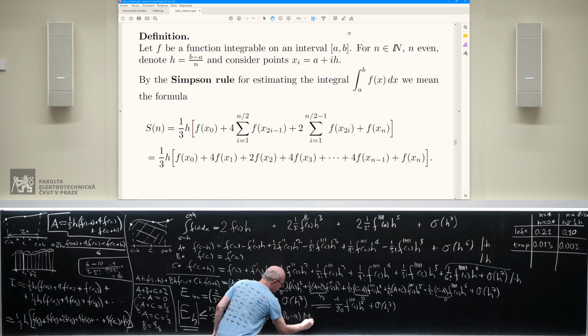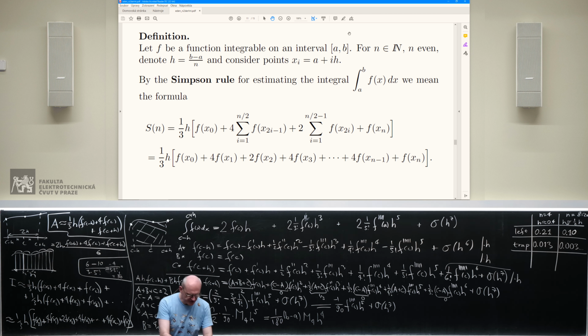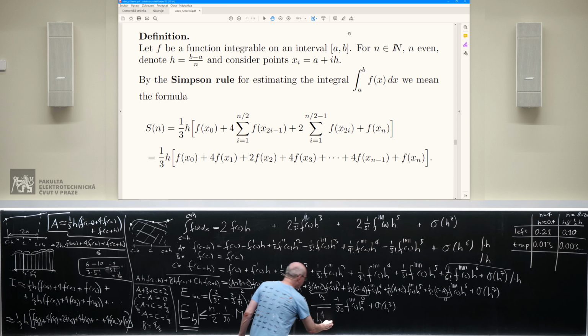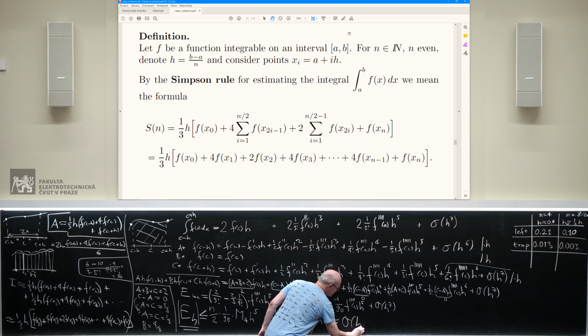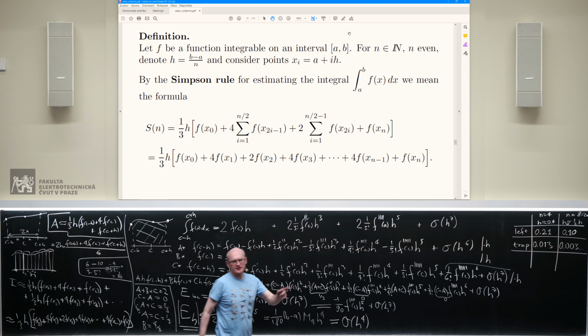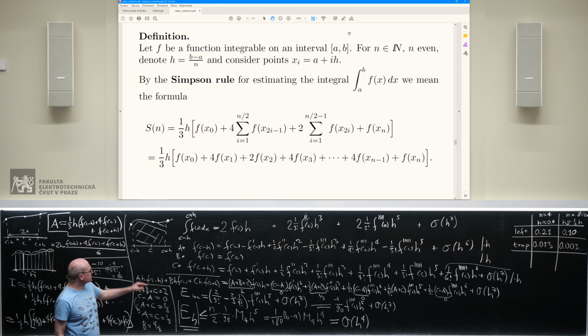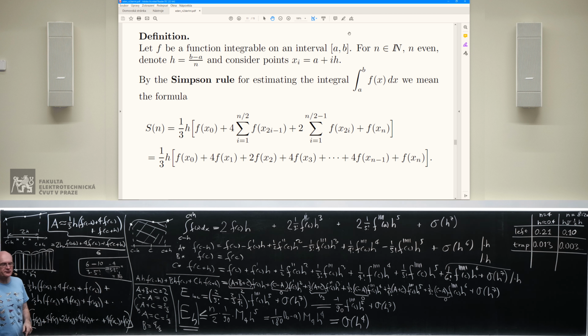Then there will be M4, and one power of h cancels. So the conclusion is that the global error is O(h to the power 4), which is better than we expected. This is a bonus for the symmetry of the situation.